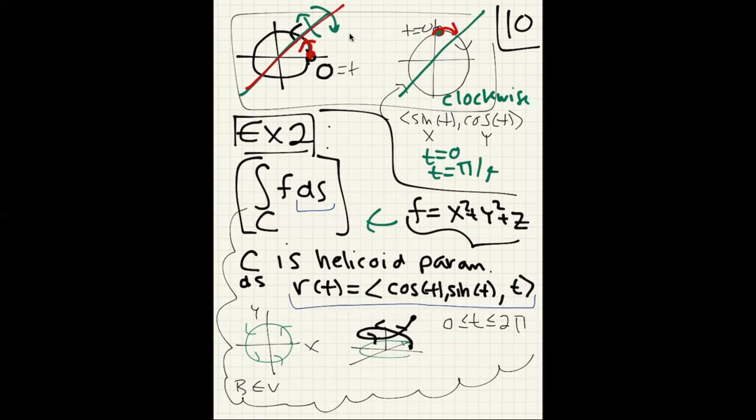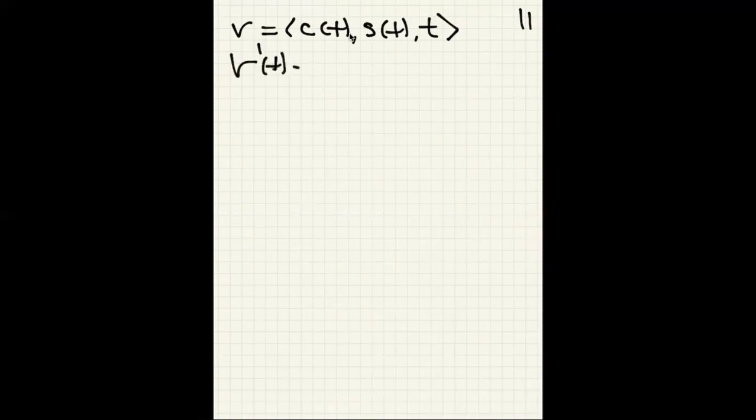So let's do that on the next page, and I'll write what r is again. Remember, r equals cosine, sine, and t. If I want to take a derivative, remember it's a component-wise derivative, so this is going to be negative sine, cosine, 1.